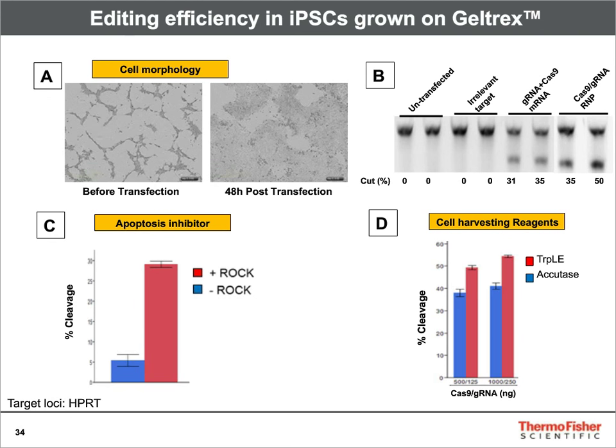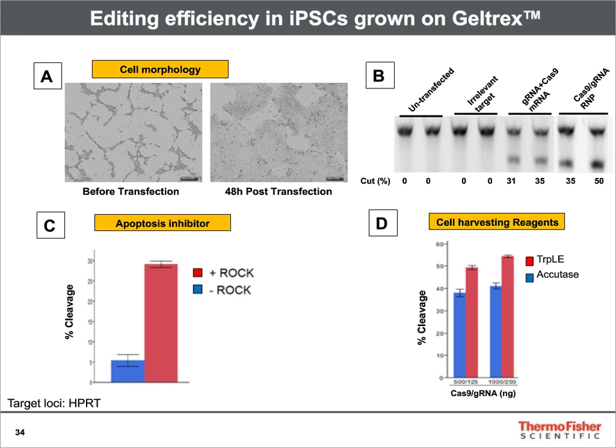In this slide, I am showing various factors that can affect RNP transfection in iPSCs. Figure A describes optimal plating density before transfection for maximum editing efficiency. Figure B describes editing efficiency of mRNA and RNP format. As you can see, we can achieve between 35 to 50% editing efficiency in iPSC using RNPs and CRISPRMAX transfection reagent. Figure C describes presence of ROCK inhibitor that can enhance the transfection and editing efficiency. Figure D compares TrypLE and Accutase cell harvesting reagent that can influence editing efficiency. As you can see, cells collected with TrypLE show better editing efficiency.